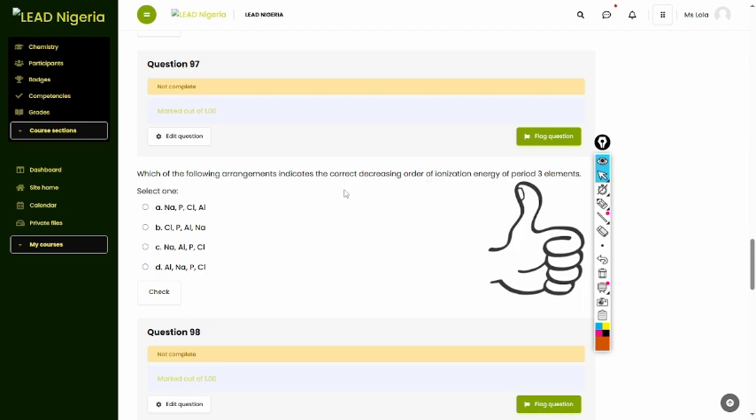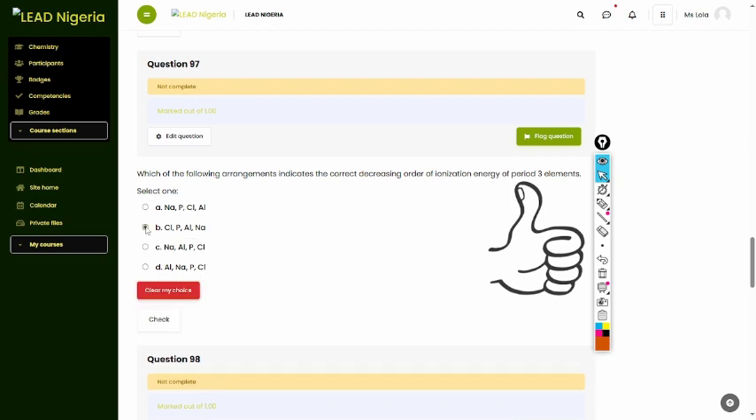So if we are to arrange this in decreasing order of ionization energy, we have to start from the one that would experience the highest ionization energy, and that would be the one with the highest group. So arranging them from the highest group to the lowest would give us chlorine, phosphorus, aluminum, and sodium. Chlorine is in group 7, phosphorus is in group 5, aluminum is in group 3, and sodium is in group 1, so the answer is B.